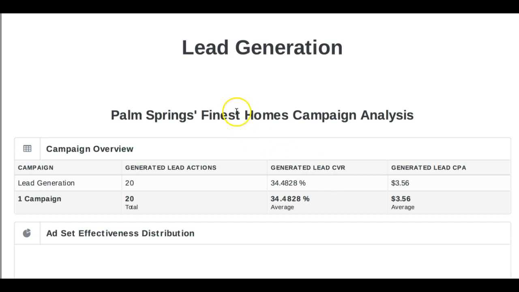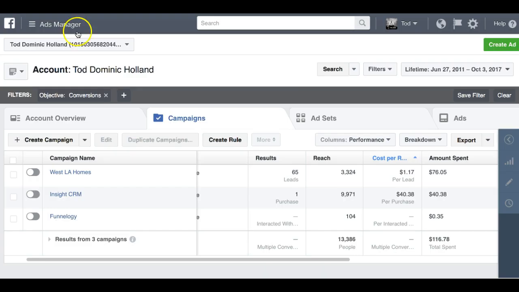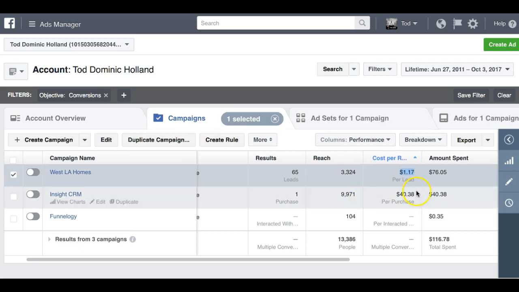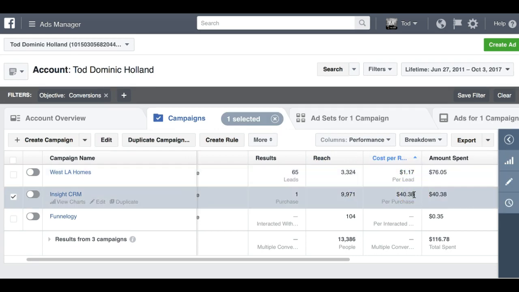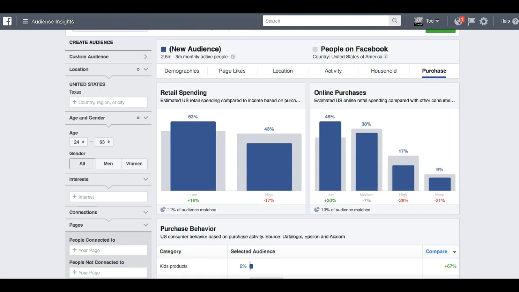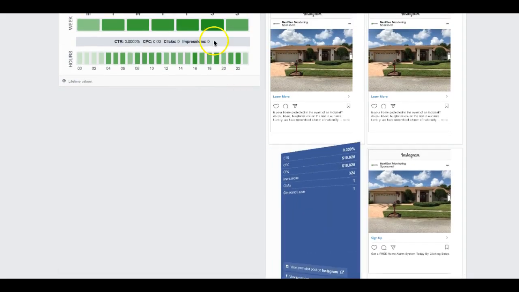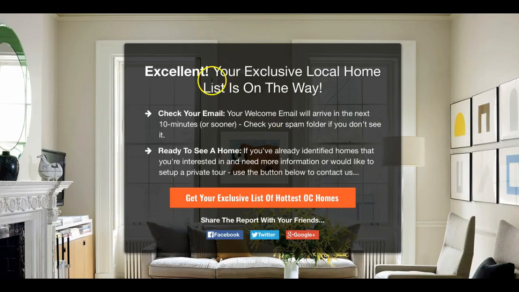So that's basically the idea. This is how you get results of like $1.17 a lead. This is how you get purchases of several $1,000 products for around $40 per purchase, and so on and so forth. You have to first build out your detailed audience. You have to run your ads. You have to send the ad to a very strong landing page funnel that's built with intention.